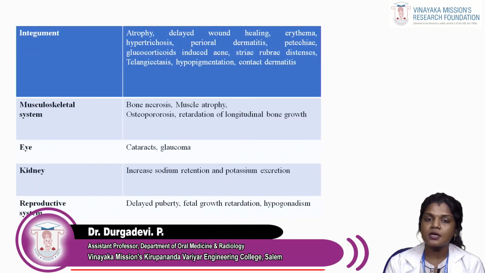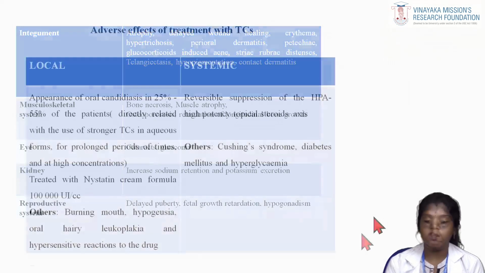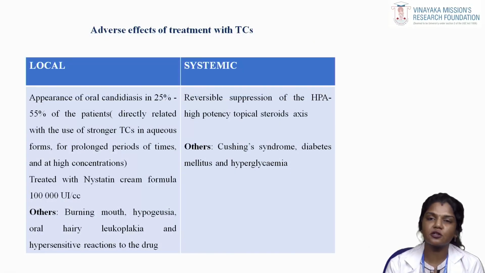In case of integument, it causes atrophy, delayed wound healing, erythema, hypertrichosis, perioral dermatitis, petechiae, glucocorticoid induced acne, striae distensae, hypopigmentation and contact dermatitis. In case of the musculoskeletal system, it may cause bone necrosis, muscle atrophy, osteoporosis, retardation of bone growth, and in the eye, it may cause cataract and glaucoma. In the kidney, it causes increased sodium retention and potassium excretion, and in the reproductive system, it may result in delayed puberty, fetal growth retardation and hypogonadism.